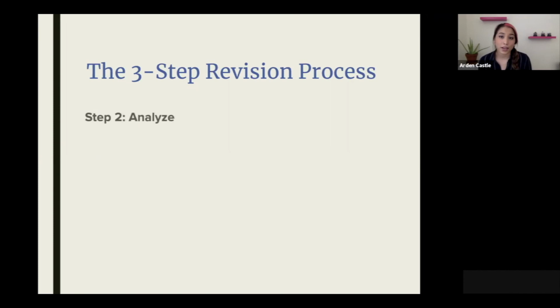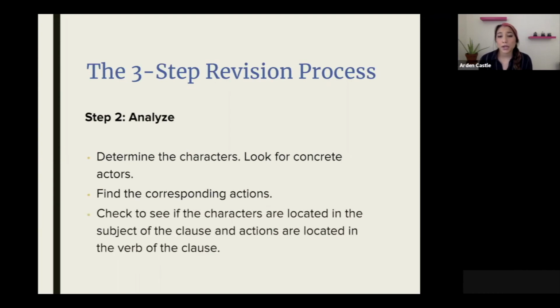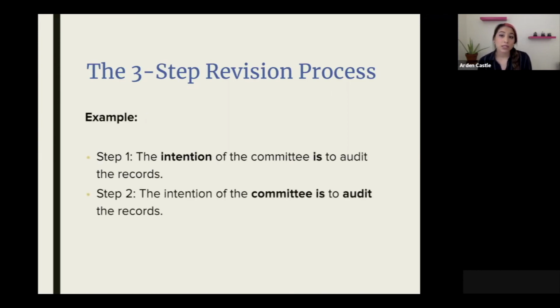Next, we will analyze. Determine the characters and look for concrete actors. Find the corresponding actions and check to see if the characters are located in the subject of the clause and the actions are located in the verb of the clause. In our example, the committee is the character that should be performing the action. We can see that audit is a stronger verb than is.